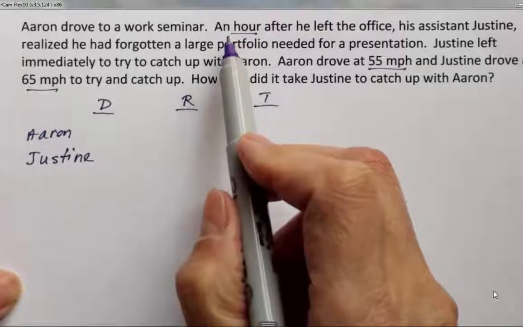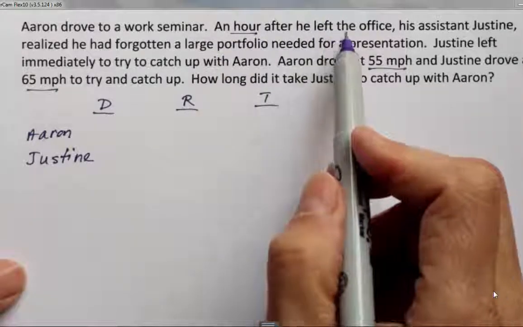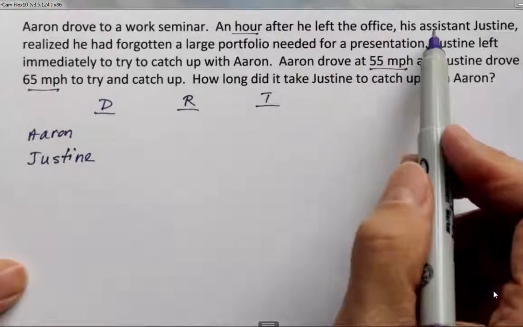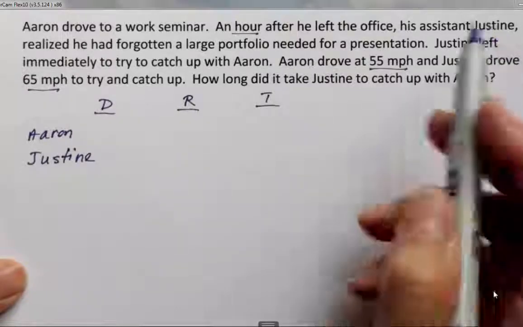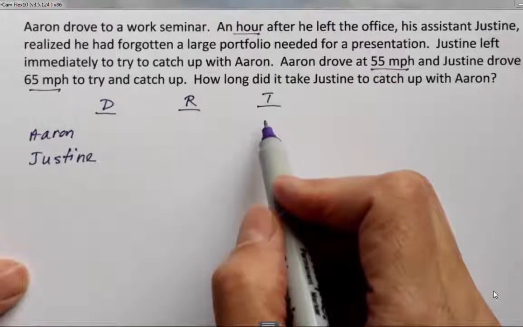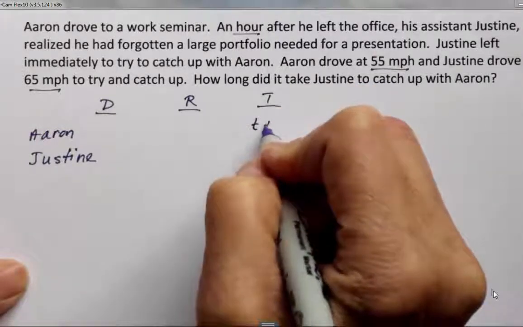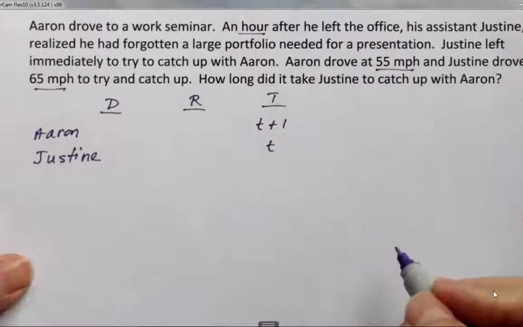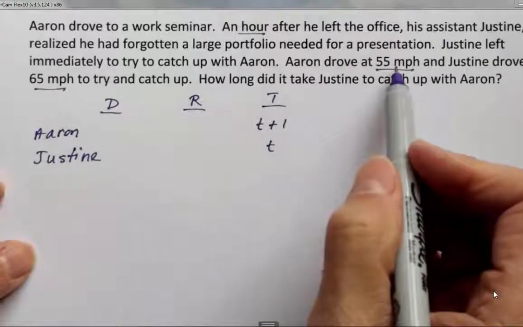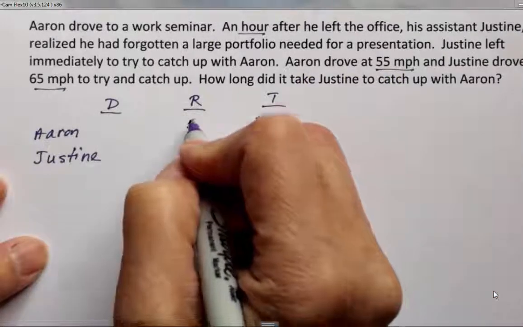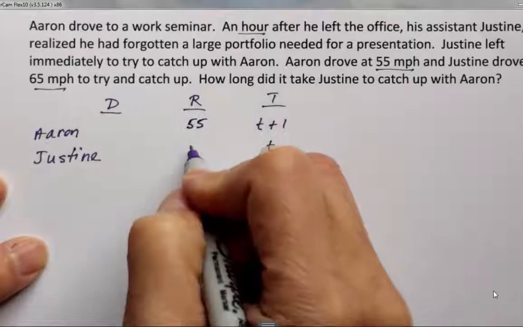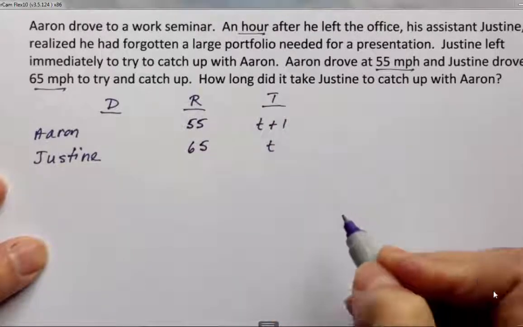So we know that an hour after Aaron left the office, his assistant Justine left. So Aaron had already been on the road for an hour when Justine left. So Aaron's time is going to be an hour longer than Justine's time. The next thing I know is that Aaron drove at 55 miles per hour and Justine drove at 65 miles per hour.